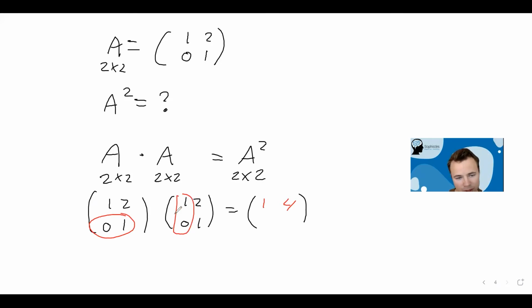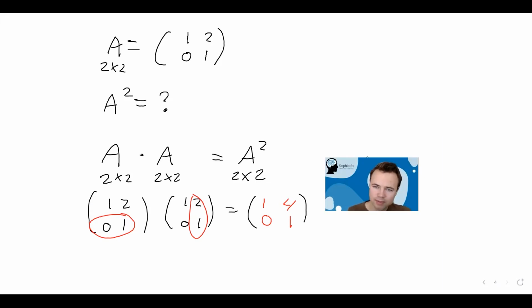Then 0 times 1 is 0, plus 1 times 0 is 0. So this will just give me 0. And then the last one, 0 times 2 is 0, plus 1 times 1 is 1. So I just get 1. And I think you guys said that in the chat, right? Very good. Okay, so is this one clear for everybody?